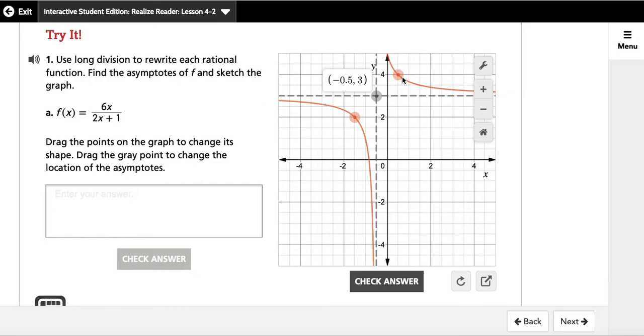Now I still have to know where the curve goes, so I would plug in some points. Since I'm over here, I'm going to plug in 0 and see what that comes out to. Since 0 is not on the asymptote, I can plug it in. 0 over 0 plus 1 is 0, so I know it goes through 0. I know it goes through 0, 0.